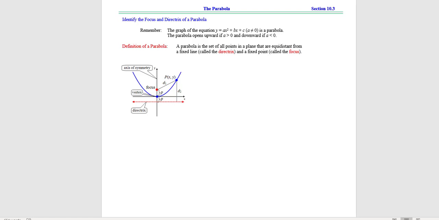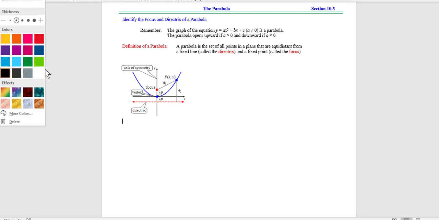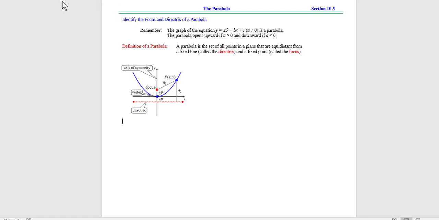Let me use black here instead of pink. We're really saying that by definition, D1 equals D2. The distance from our point xy back to the focus, that's D1, is always equal to the distance between our point xy and the directrix. Maybe I note here that the directrix has the equation y equals negative p. It's just p units down from the origin, and it's a horizontal line. And the focus, also p units away from the vertex, just in the opposite direction, like this picture shows, has coordinates 0, p.